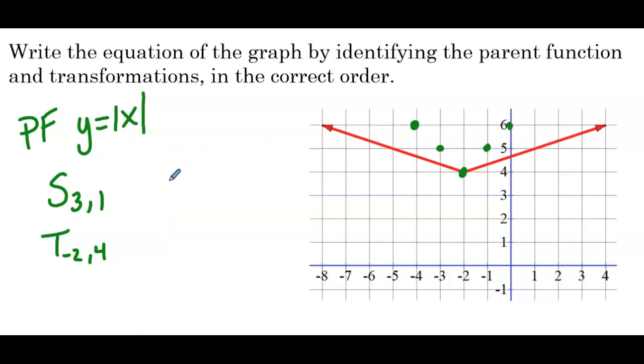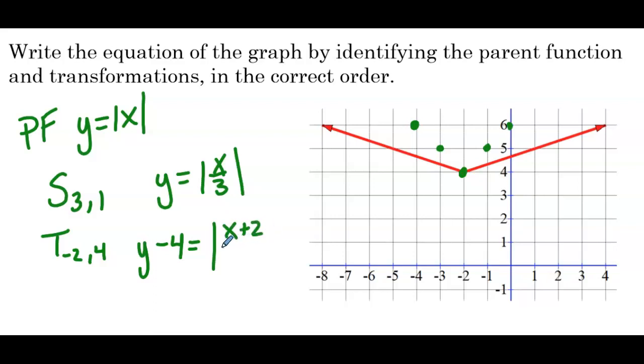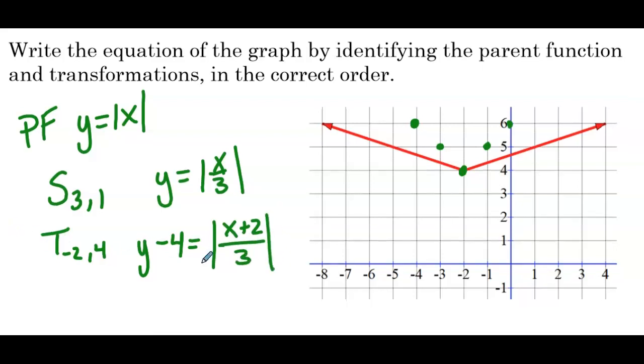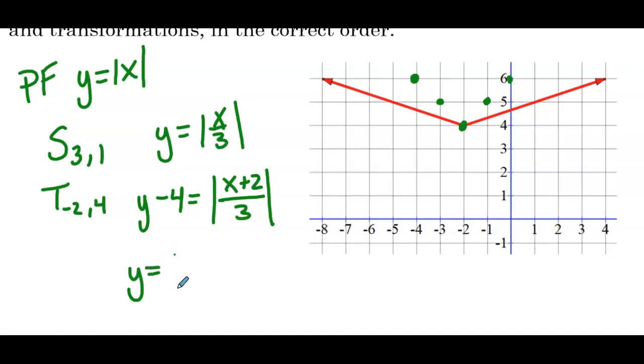Okay, so let's write our function. So y equals the absolute value of x divided by 3. Then we're translating, so y minus 4 equals the absolute value of x plus 2 divided by 3. So in y equals form, we have y equals the absolute value of x plus 2 divided by 3 plus 4.